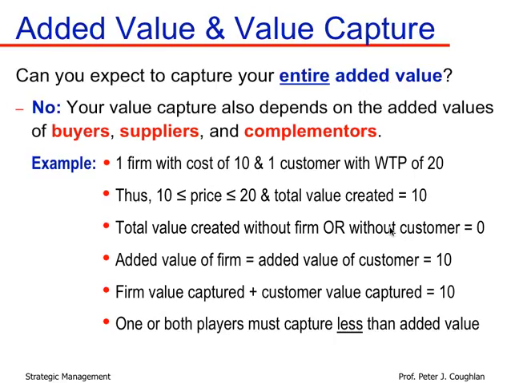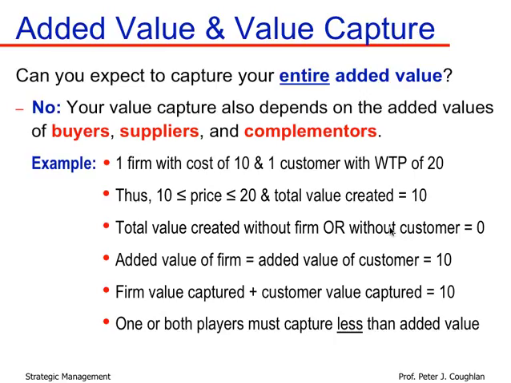But the firm value captured plus the customer value captured has to be equal to 10 combined, right? Think about if the price is 15, then the firm captures 5 and the customer captures 5. 15 minus 10 is 5, 20 minus the price of 15 is 5. If the price is, say, 18, then the firm captures 8, 18 minus 10, and the customer captures 2, 20 minus 18. No matter what it is, the combined total value captured is 10.